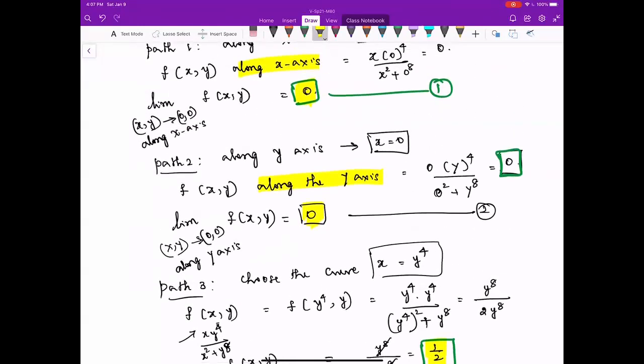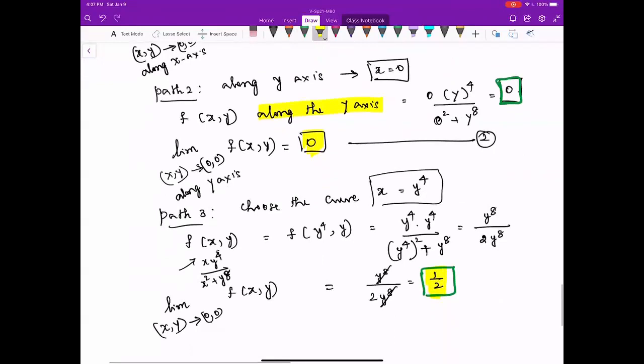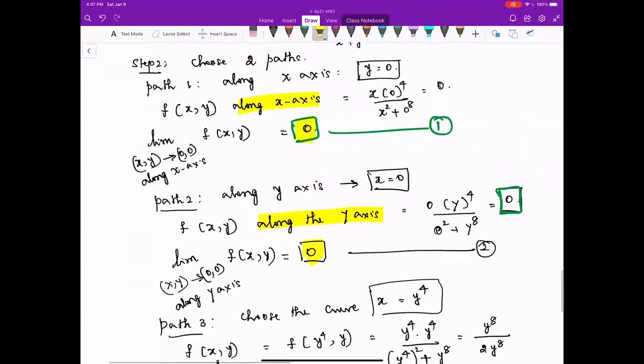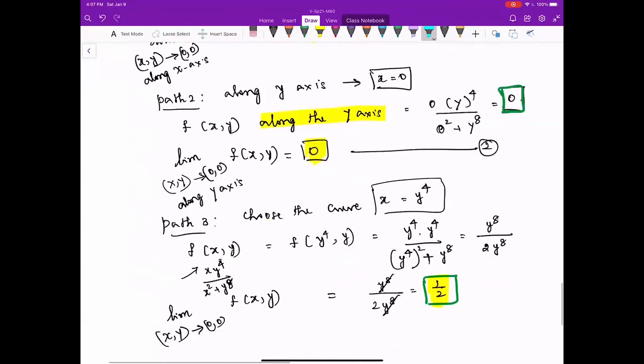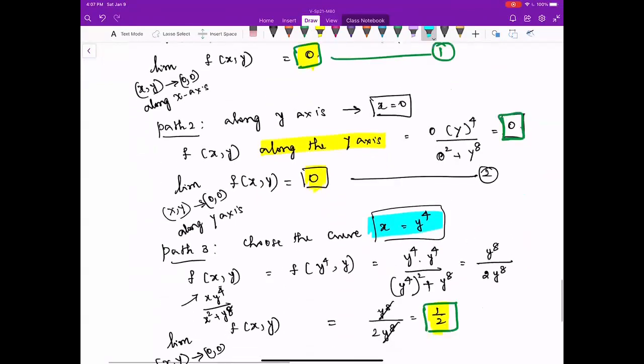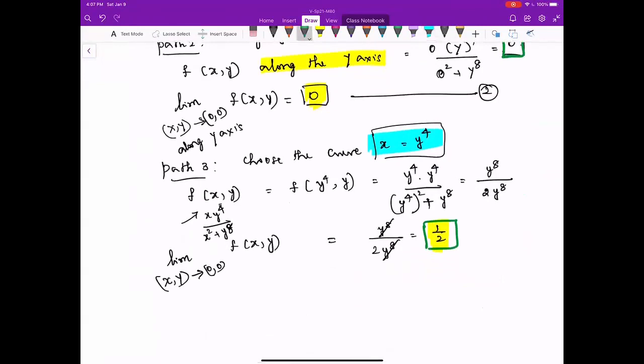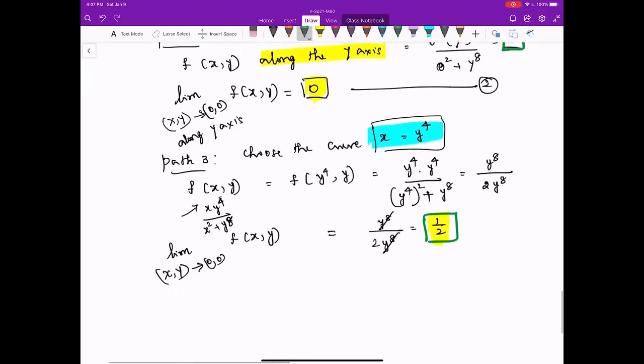The x-axis is one path and the other is x equal to y to the power 4. These are the two paths. So along the x-axis and along the path x equal to y to the power 4, we have the limits to be two different values, namely 0 and 1/2. So as the limits are not the same along two different paths, the limit does not exist.